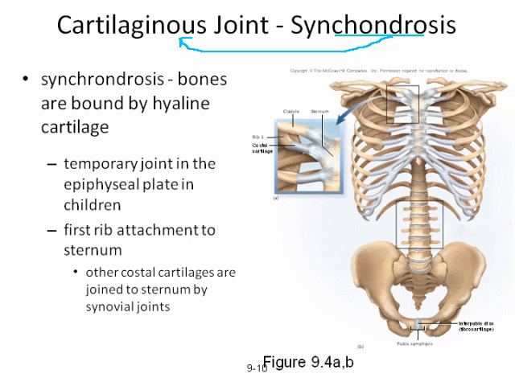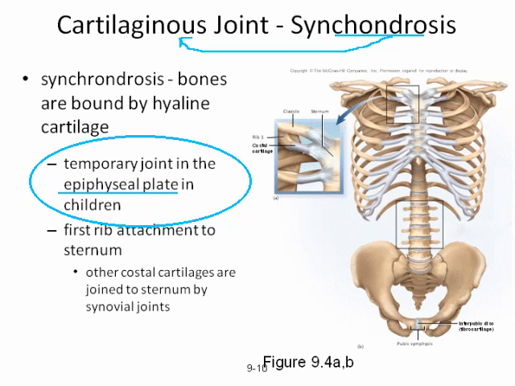synchondrosis type of joint, a cartilage-based joint, is the epiphyseal plate, right? Or that growth plate that is found at the ends of long bones, and it's found at the ends of the vertebrae, right there. We know that this is a temporary joint. We know this is a joint that is going to ossify in and around the person's late teenage years, early 20s.